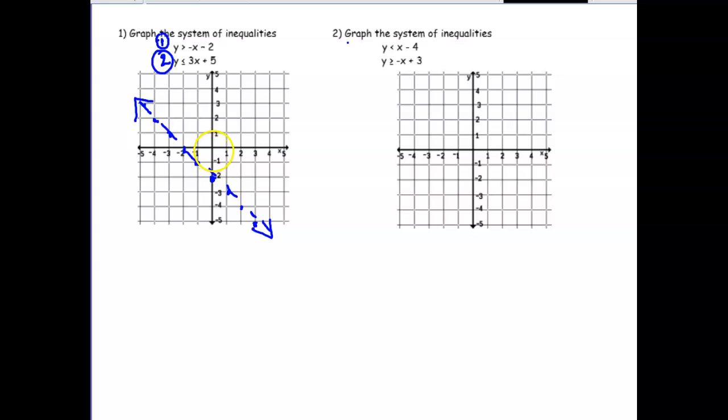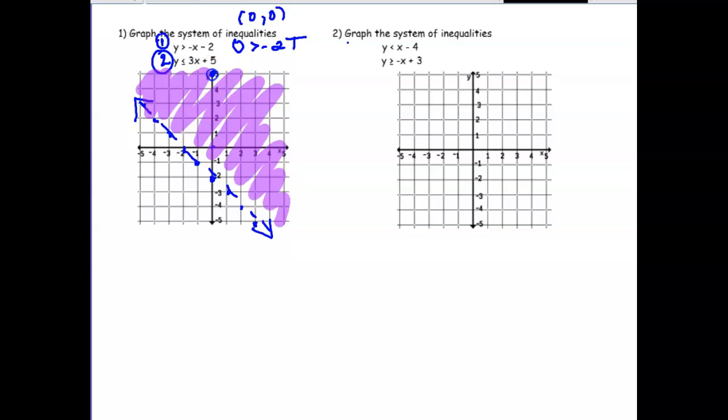I like to test the point (0, 0). So when I plug in the point (0, 0), I end up with 0 is greater than -2. Well, that is a true statement. So that means that my shaded area will be on the side where (0, 0) is, and it will be shaded like this. Now the second inequality is y is less than or equal to 3x plus 5.